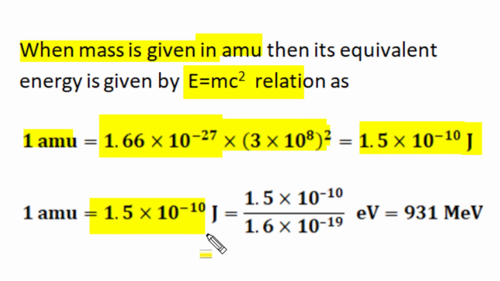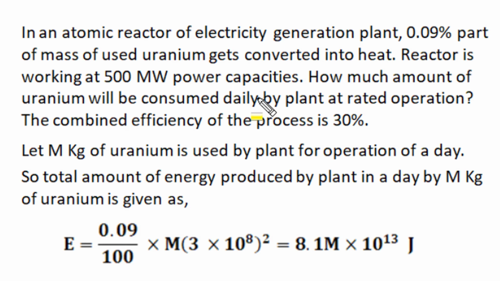Now this joule energy can be converted into eV by division by the electronic charge, and when joule energy is converted into eV, it comes as 931 into 10 to the power 6 eV or 931 million eV. So 1 AMU mass is equivalent to 931 million eV energy, or 931 million eV energy is equivalent to 1 AMU mass. The two numerical examples will explain the concept of mass energy equivalency.